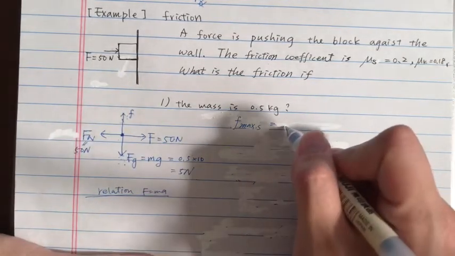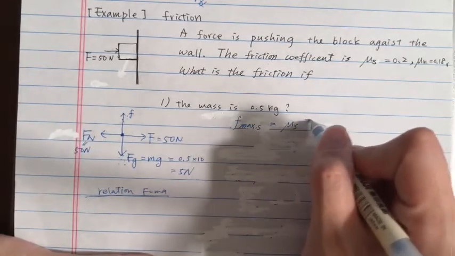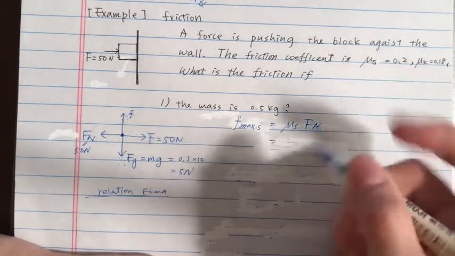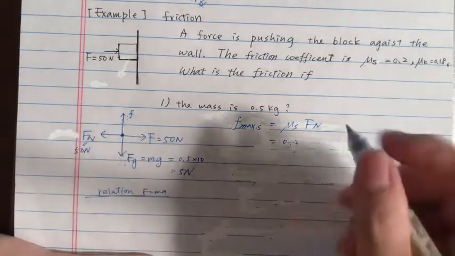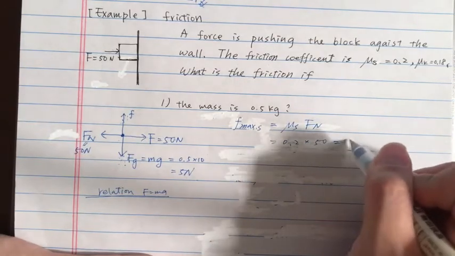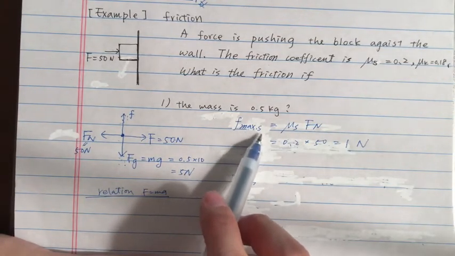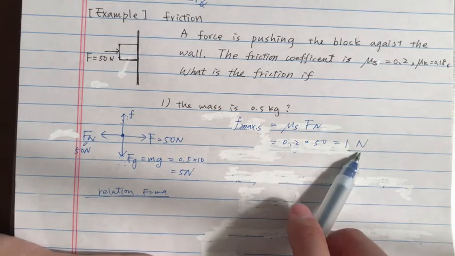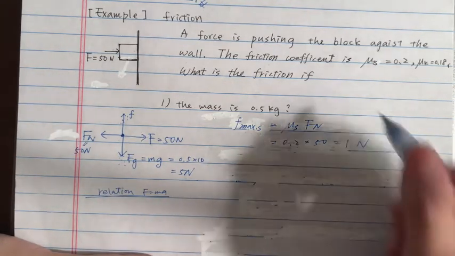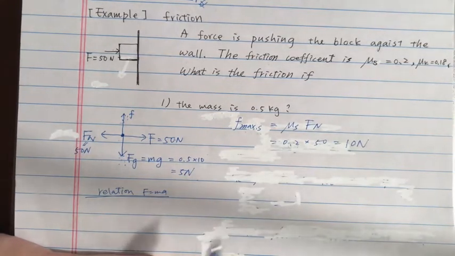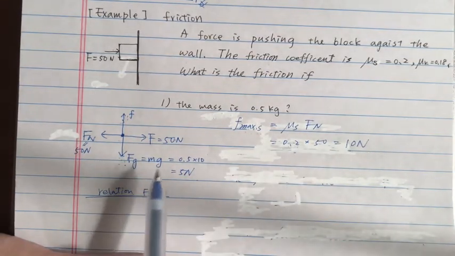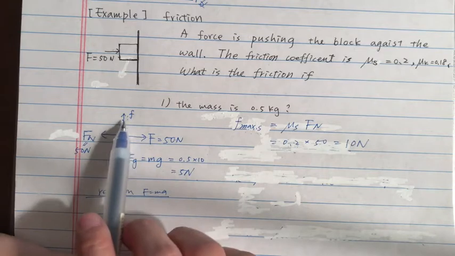The maximum friction force, the static friction force, is mu s Fn. Mu s is 0.2. Normal force is 50. So this is 1. All right. So the maximum friction force is 1 Newton. Oh, sorry, it's 10 Newtons. Okay.